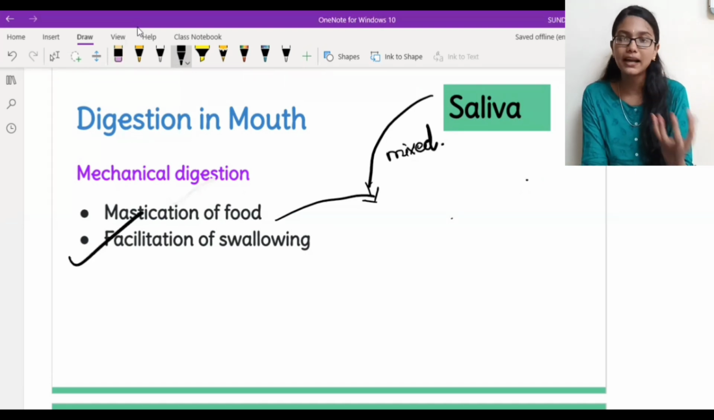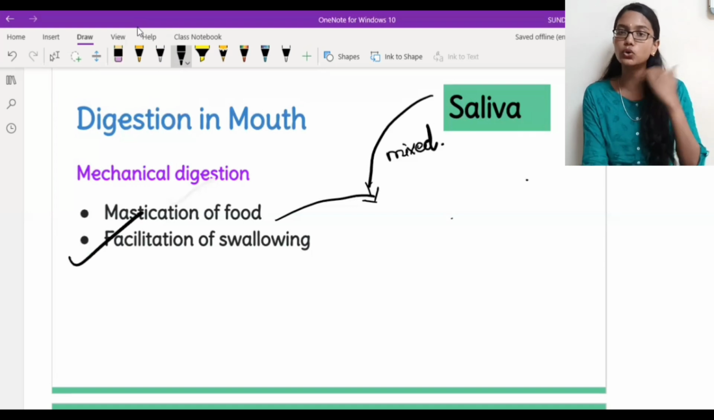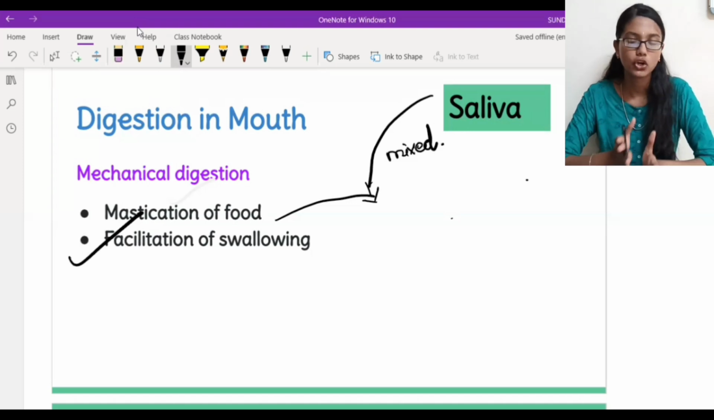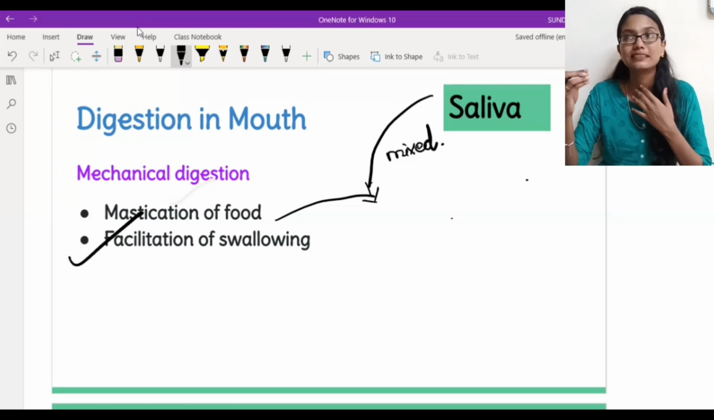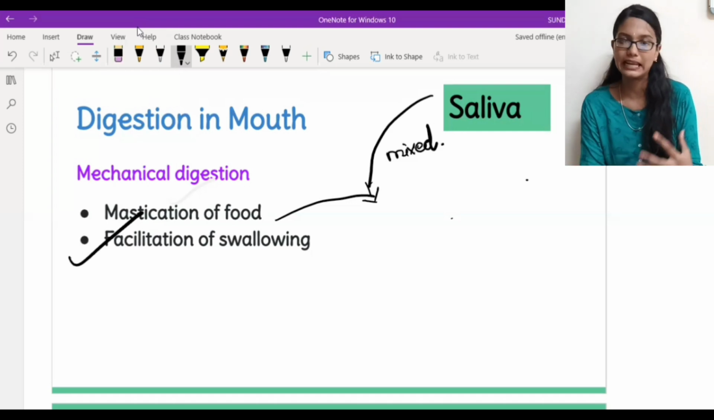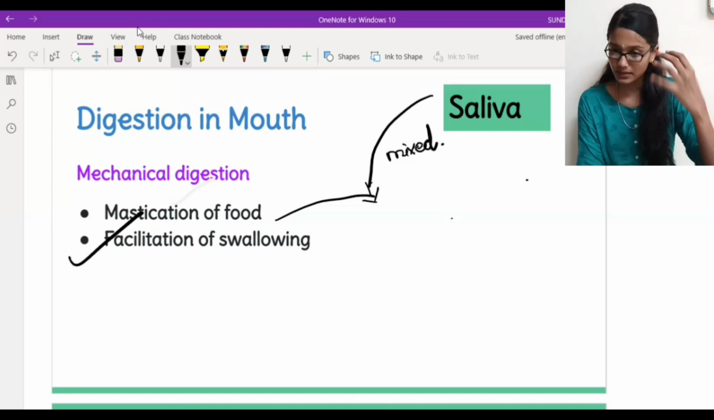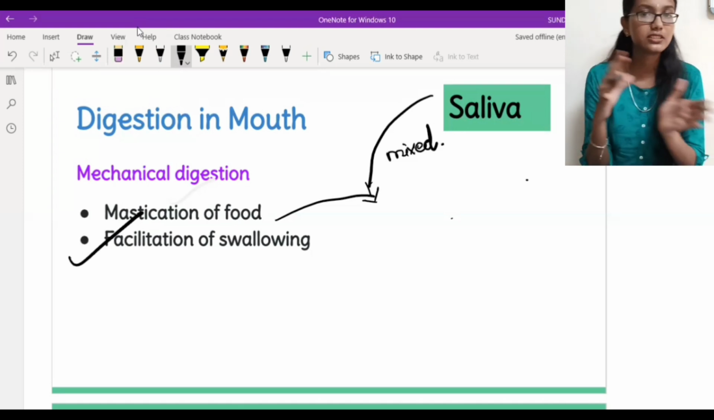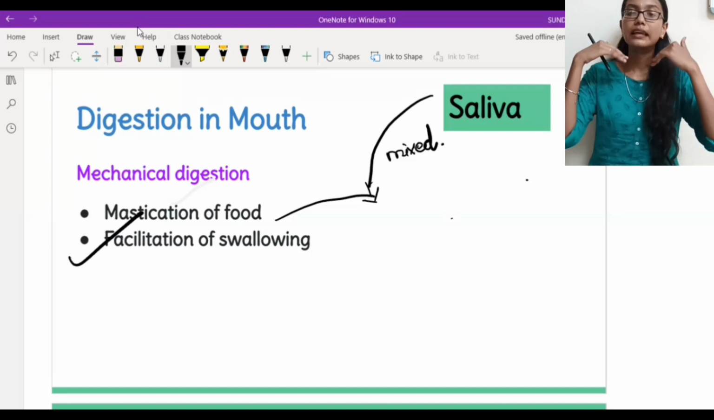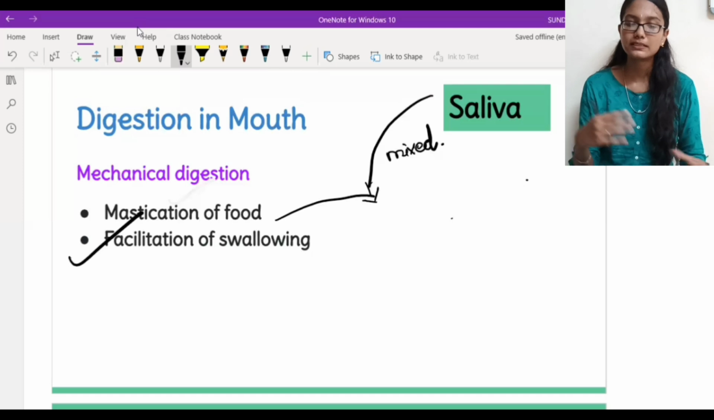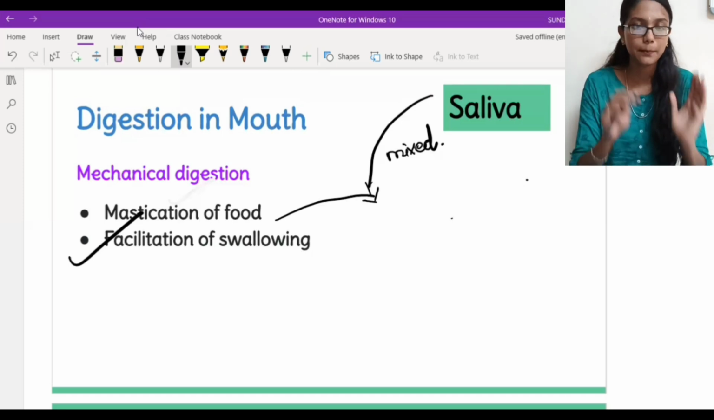The solid particles as such cannot be passed down to your stomach, so they have to be lubricated for easy passage. For example, if you put oil on a door hinge and close the door, there won't be any sound, right? In the same way, food which is mixed thoroughly with saliva will be easily passed down to your stomach. So to facilitate the swallowing process, mechanical digestion happens here.